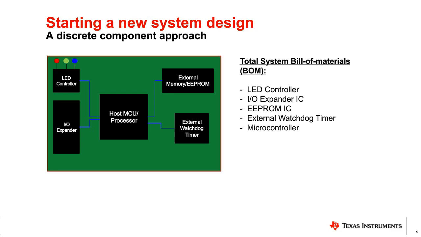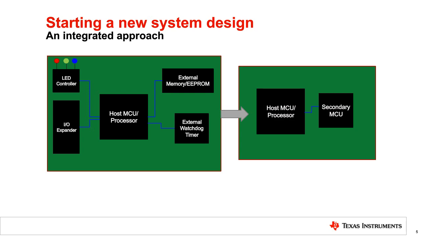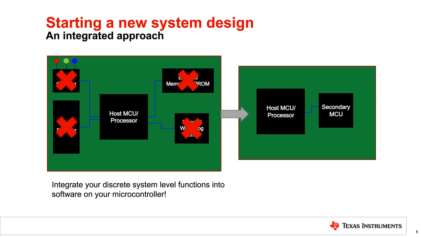You can imagine that this can get a lot more complicated as you need to add more functions to your system. So this is a really basic example, but as you can see, you're already having to consider adding 5 parts to your board. So now if we look at it from an integrated approach, the same board and the same system, we say we're going to try to replace all of these discrete components with a secondary MCU and really take out all of the additional devices that are needed to perform some of these very specific functions and integrate them into software that's running on that secondary MCU.